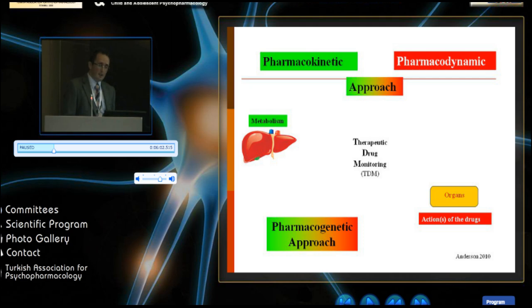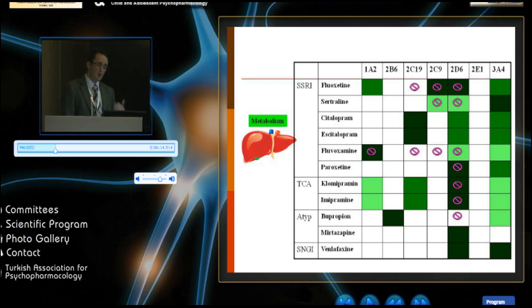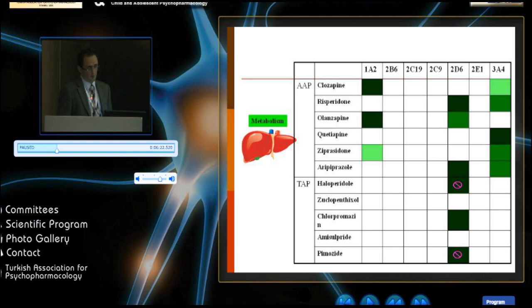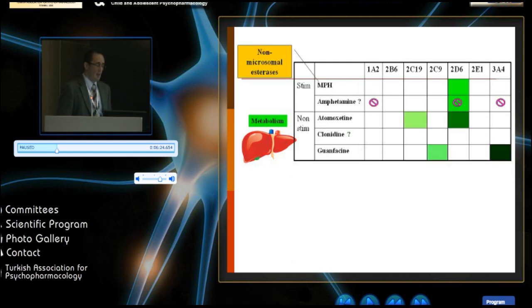When we look at the metabolism, we see that 2D6 plays an important role among the drugs that we use for the pediatric and adolescence period treatment. And these are inhibitors of certain enzymes. The pink sign means inhibition.